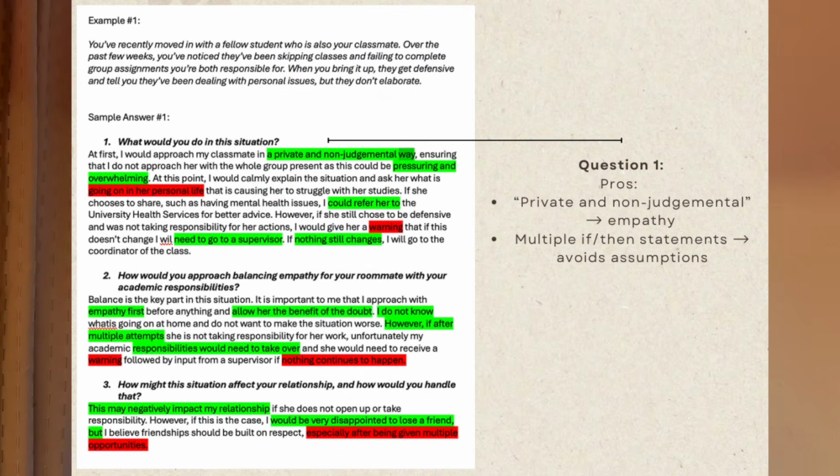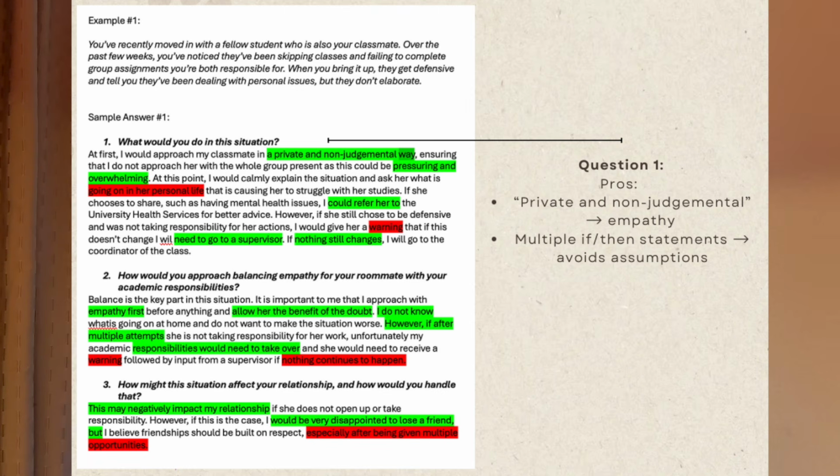Now let's go from the top. From my first question, I can immediately note that writing, approaching my classmate in a private and non-judgmental way was a good thing to put. It shows both empathy and concern, especially as I go on to add that this could be pressuring and overwhelming. It's a really good sentence to immediately jump in there because it shows that you can put yourself in other people's shoes, which is a big green flag to a marker.